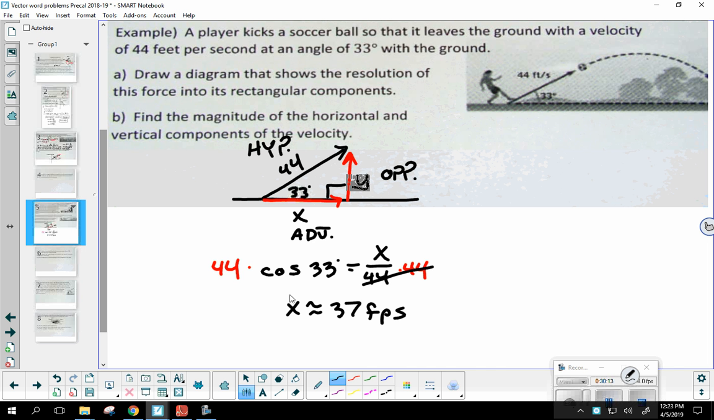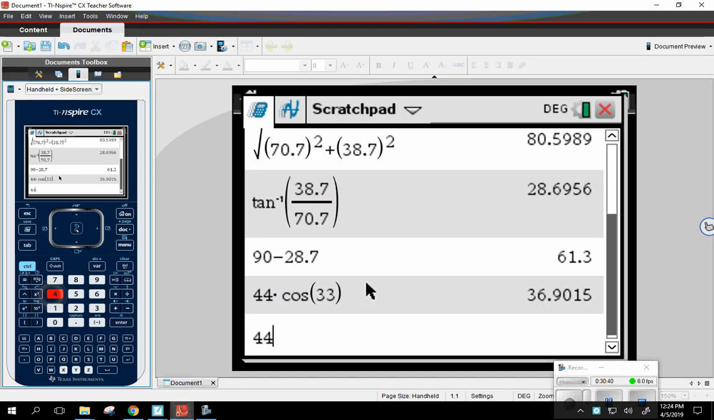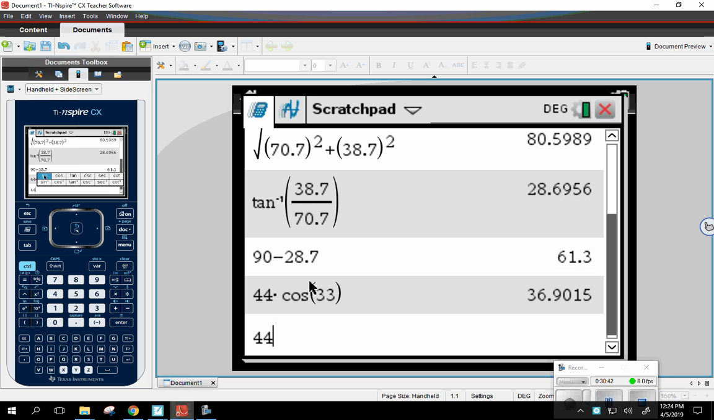Now, we found x. Well, what trig function could I use to find y? Sine, yeah, opposite and hypotenuse. So sine of 33 degrees is equal to the opposite over the hypotenuse. And I would solve this the exact same way. I'd multiply through by 44. Okay, so let's see what we got here. 44 sine 33.